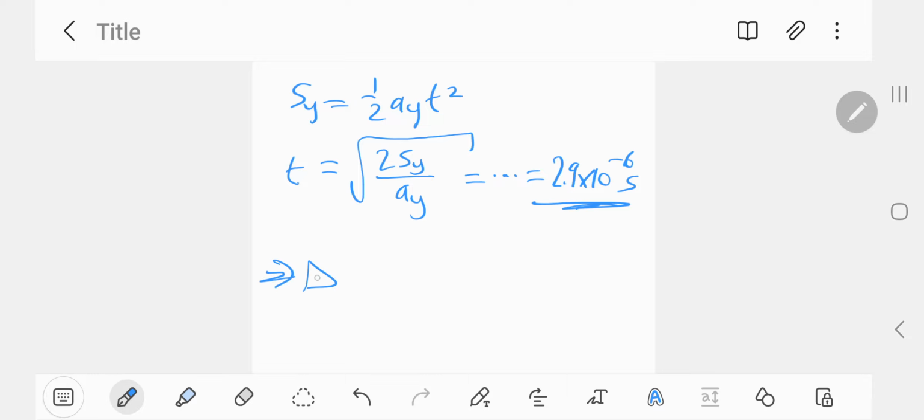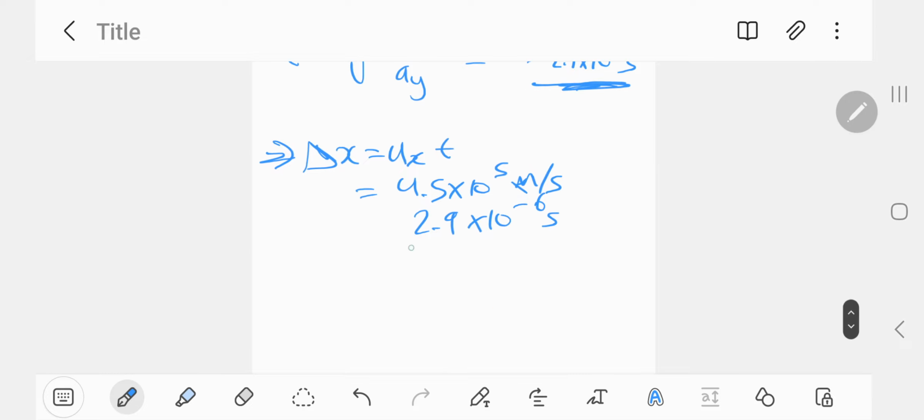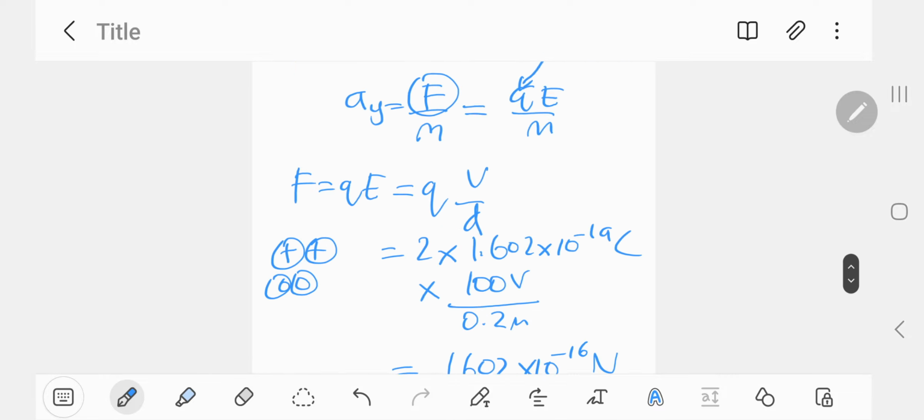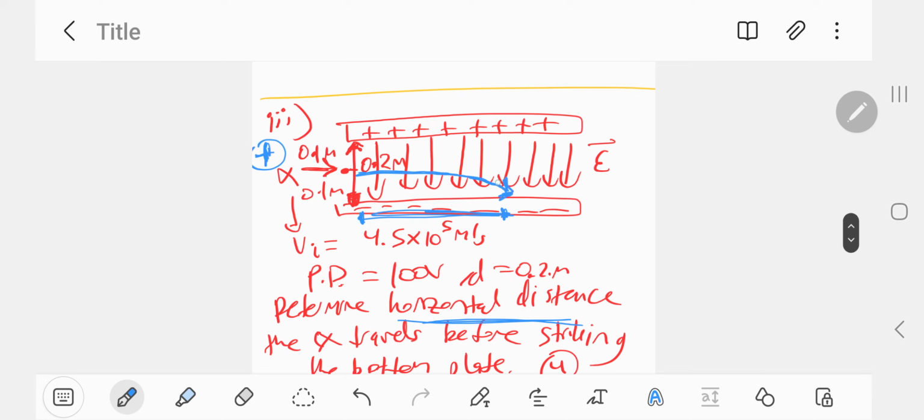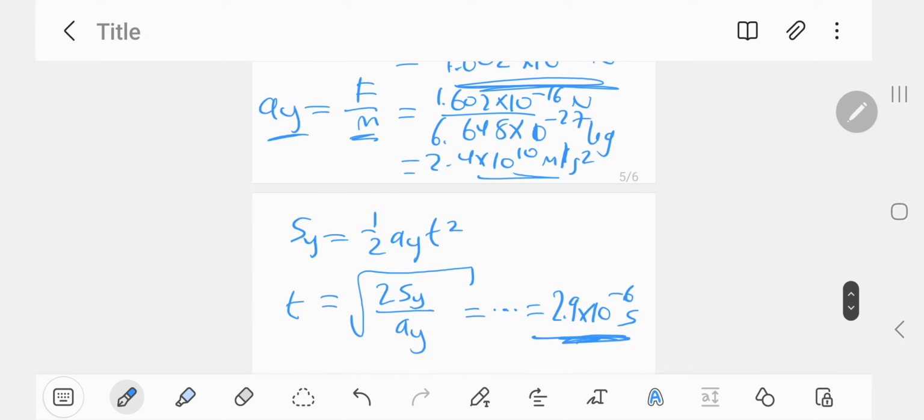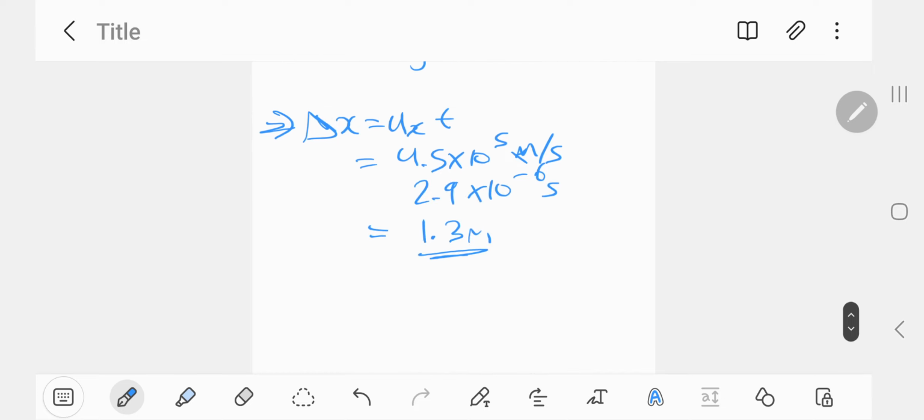And hence, we can work out the range. That's given by u sub x, which is what we're given, 4.5 times 10 to the 5, times the time, 2.9 times 10 to the minus 6 seconds. And you get an answer of 1.3 meters. So the alpha particle travels a distance of 1.3 meters when it strikes the bottom plate, as required.